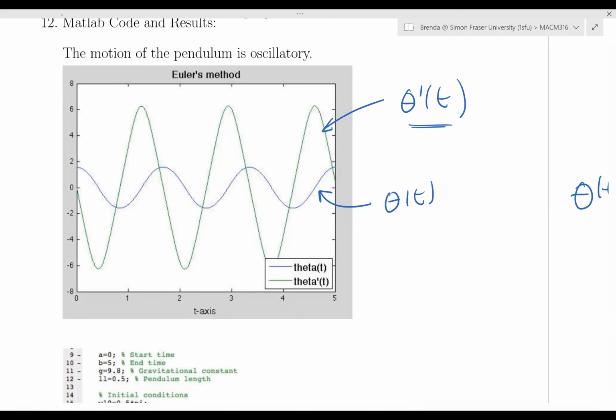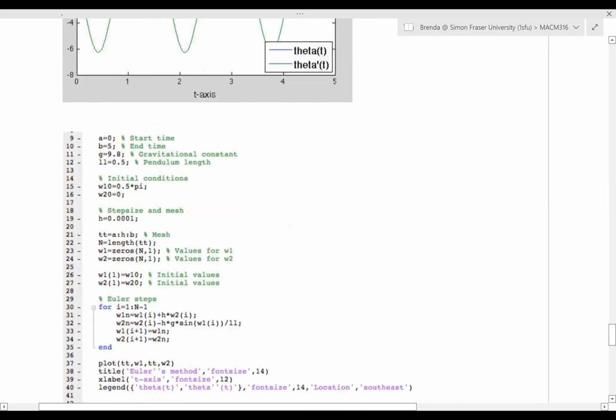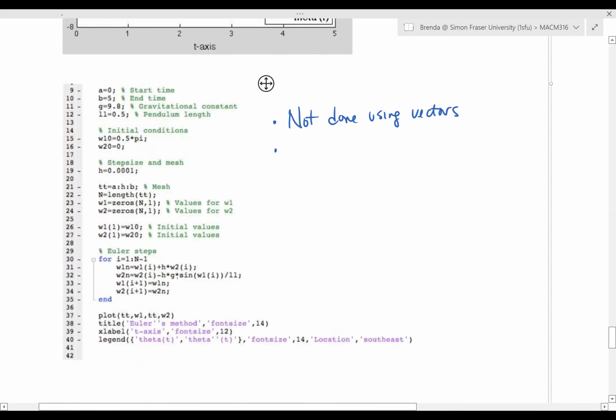Okay, so the code is printed here. I want to make one comment about that, and that is, this code is not using vectors. It's possibly easier to see what's going on that way. Let's look at where the update rule is right here. That's the Euler step, right? You see this one here, that one there, and then that one. I tried to make it a little bit easier to see what's going on in the code.